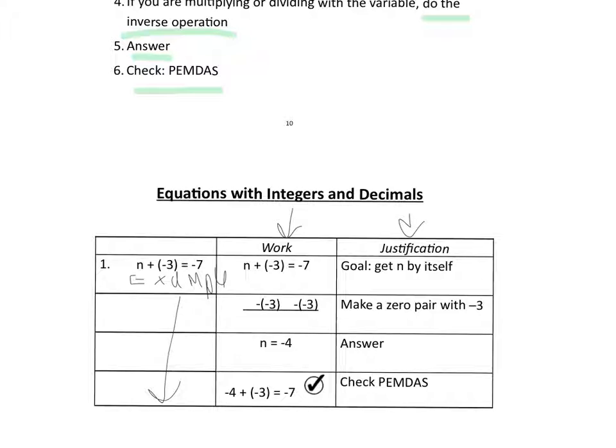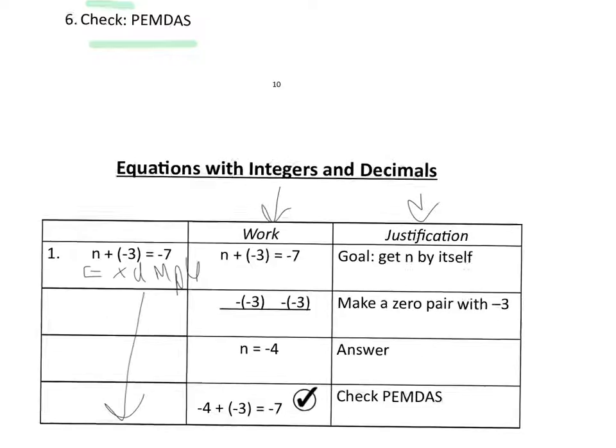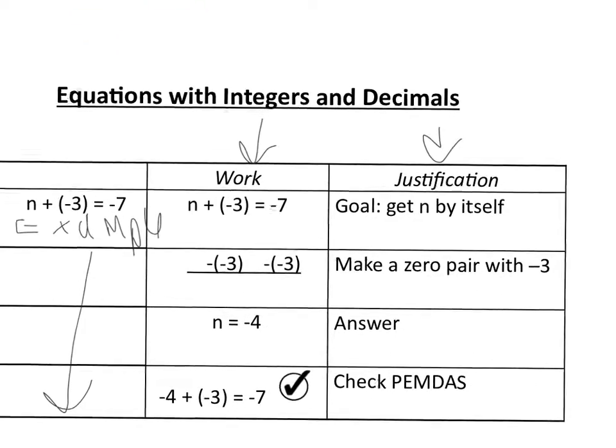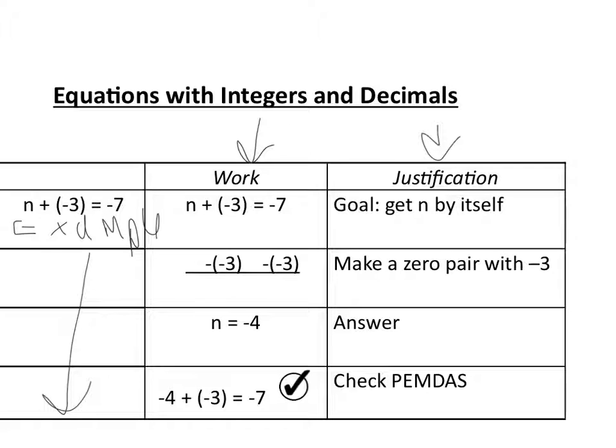Now next, what did I do? The goal is to get n by itself. So the next step to getting n by itself is to make a zero pair with -3. Since we had a plus -3, to make a zero pair, it would be minus -3, right? If I have a -3 and I take it away, that's going to be a 0.